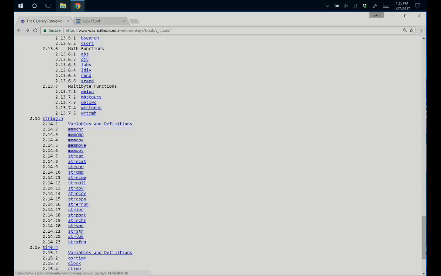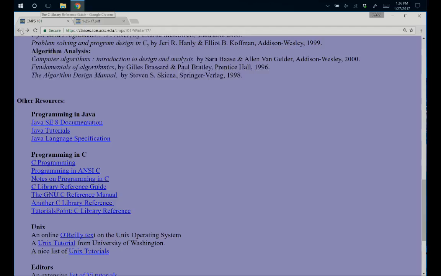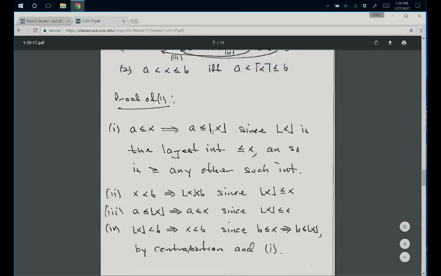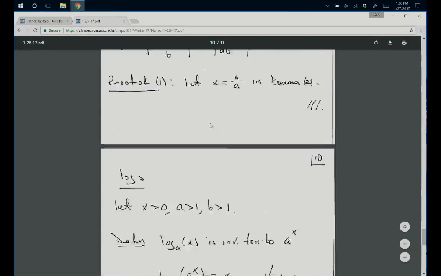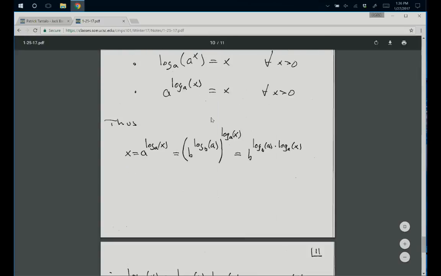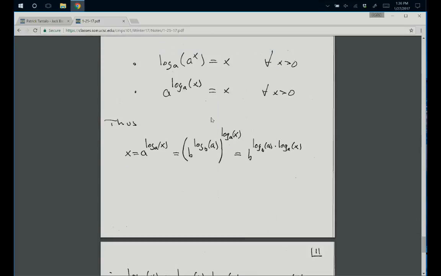Nothing. Okay, so let us pick up where we left off last time. Where did we leave off? I was talking about logarithms. Logs. Okay, so let's start with this equation again.